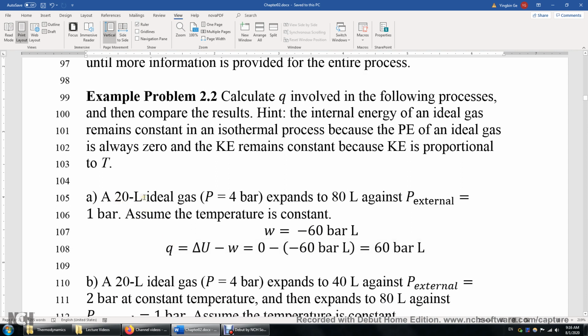So 20 liters of ideal gas expands to 80 liters against P external of 1 bar. W is negative 60 bar liters. Well, how do you compute this? It's just negative integral of P external dV. We know what the P external is. We know the change of volume. Then we can compute work. So Q is negative W in this case. Q is 60 bar liters.